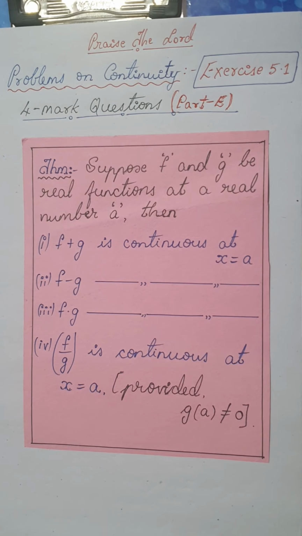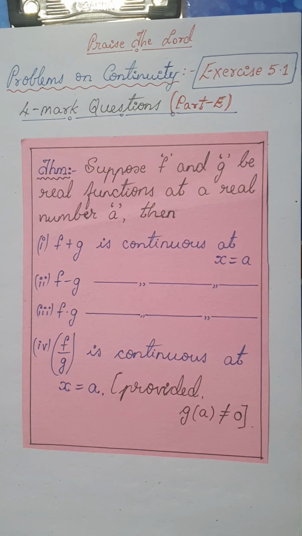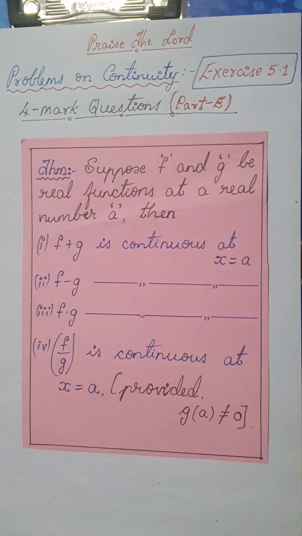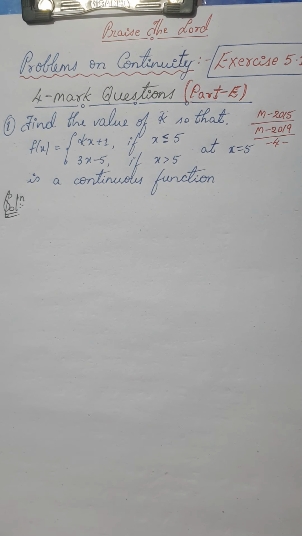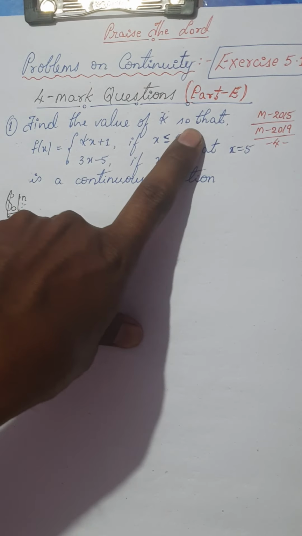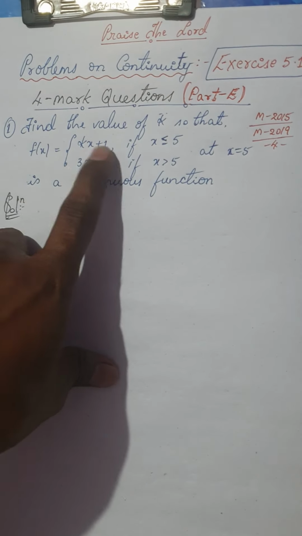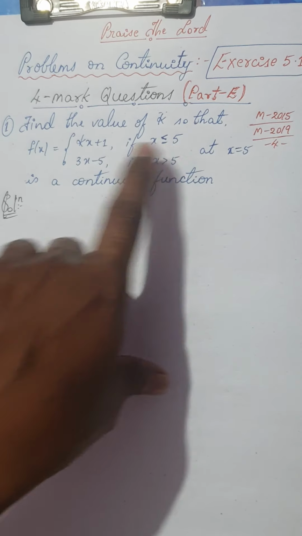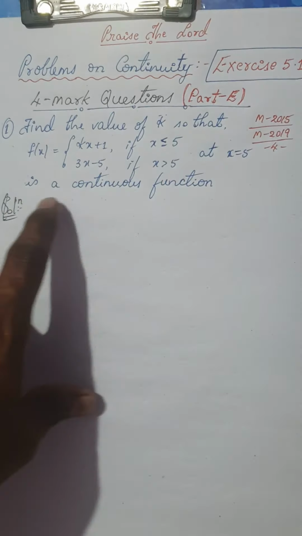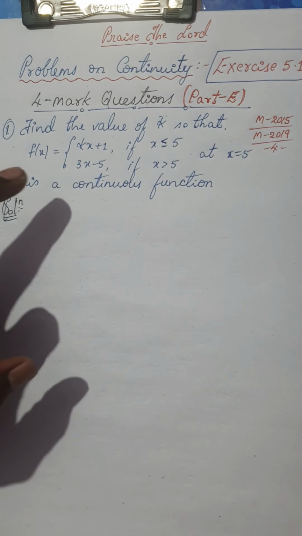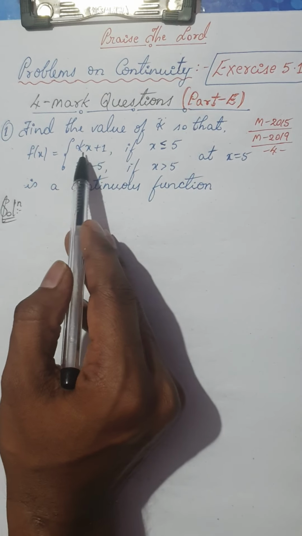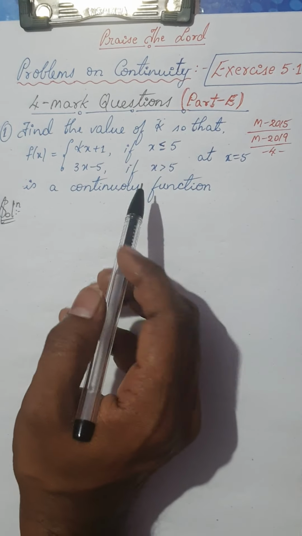Okay, so we shall take the first problem and see how we can score 4 marks easily in your main examination. So the first question I have is, find the value of k so that f of x, that is the function kx plus 1 if x is less than or equal to 5, and 3x minus 5 where x is greater than 5, at x equal to 5, is a continuous function. He has already told you that this is a continuous function at x equal to a. Now I have to find out the unknown value k. Shall we do it?